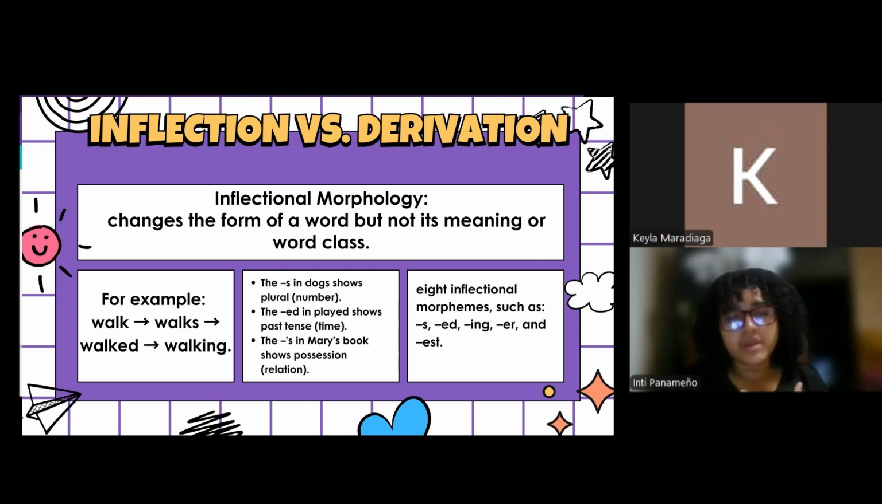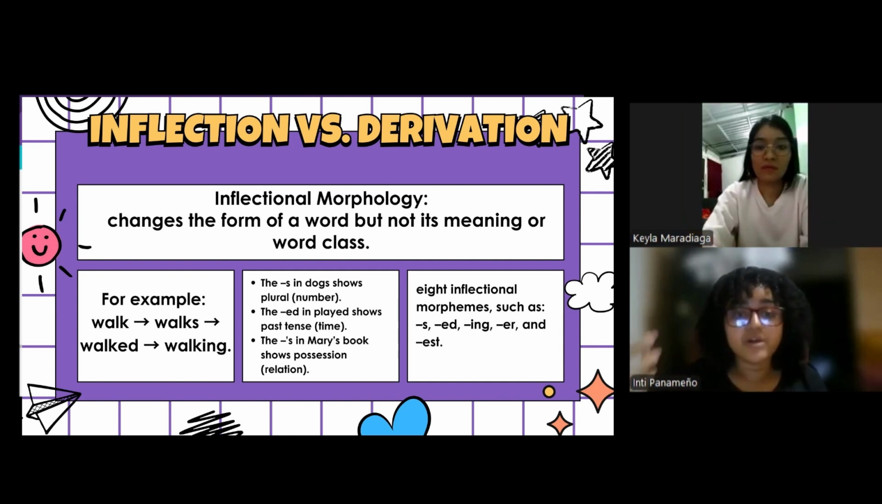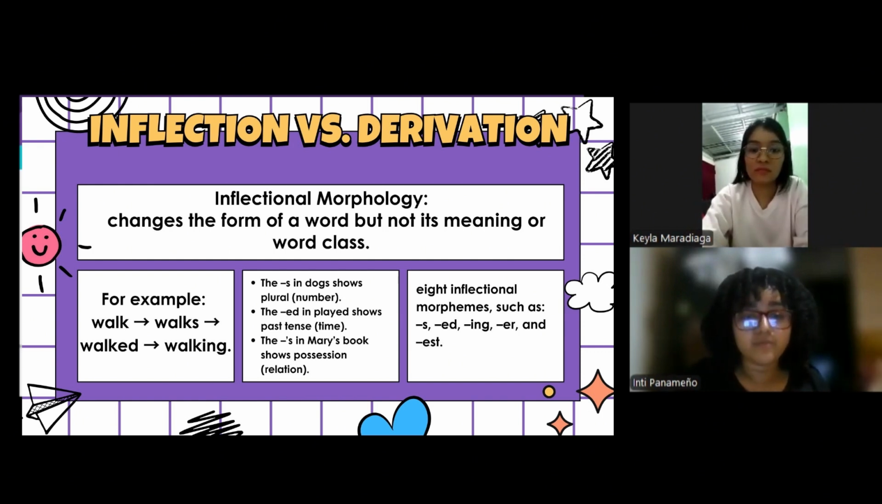Finally, it is important to remember that inflection is different from derivation because inflectional changes help the word to work grammatically, while derivation actually creates a new word. So, in summary, inflectional morphology modifies a word's form to show things like number, tense, or comparison, but the word still keeps its same meaning and category. Now we will move to derivational morphology.